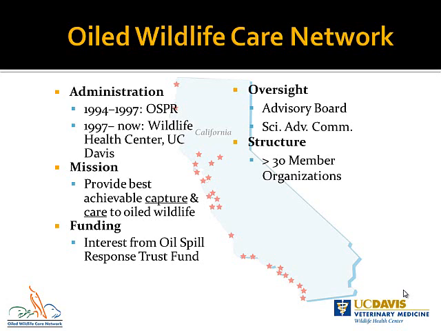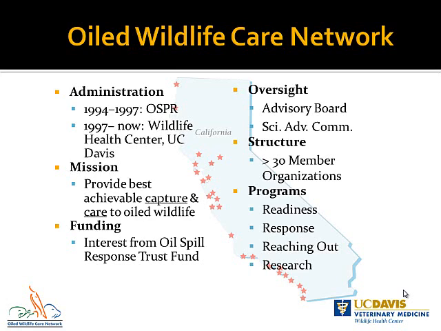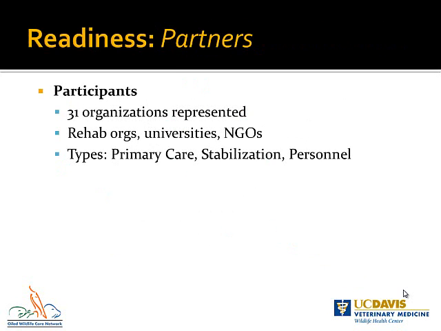Like I said, the structure is a network organization made up of over 30 member organizations. And our programs are what we call the 4 Rs: readiness, response, reaching out, and research. Okay, so 31 member organizations, actually 32 after the last advisory board meeting. We just added a new organization.